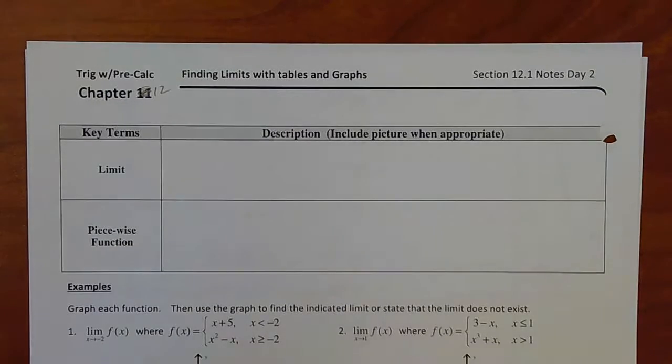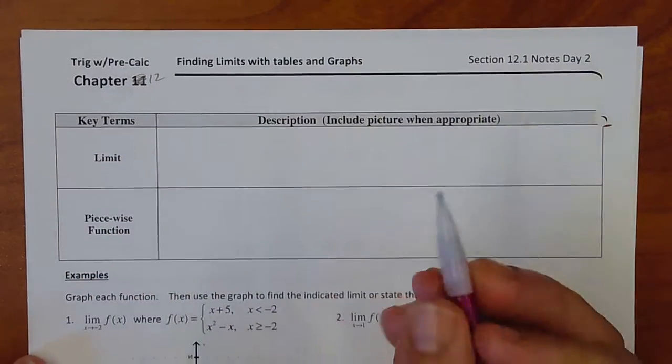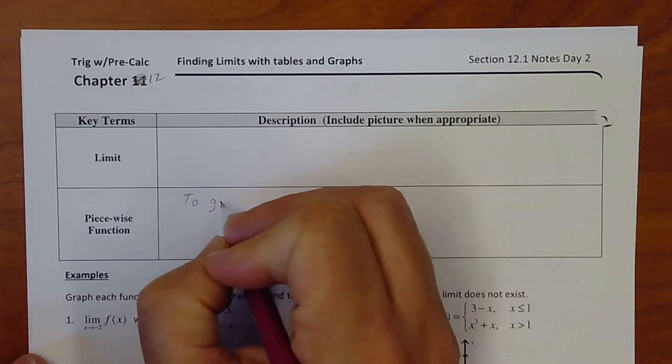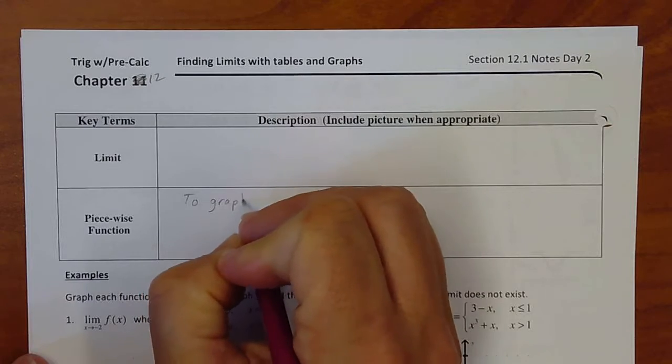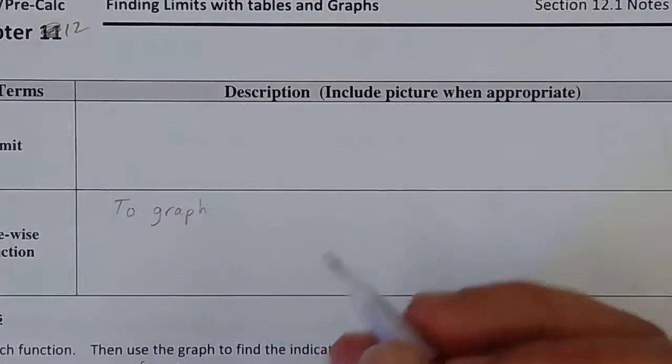Okay, second day of section 12.1. We're going to work with the piecewise functions today. We don't need to redo the definition of a limit. That's not going to change. Let me put some notes here for the piecewise functions. We've graphed these before, but that's all we did with them. So this first part will be review. I will show you one new strategy with the graphing calculator today.